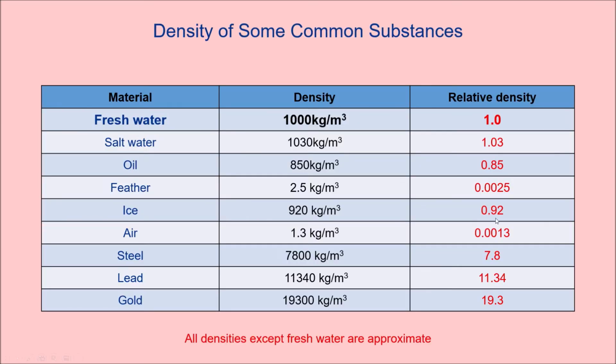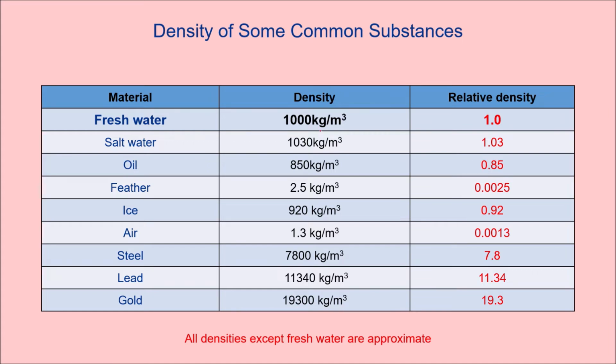Now what we've got here is a nice neat table of some common densities. Fresh water has a density of 1,000 kilograms per meter cubed. Salt water, because it's got some minerals in it, the density's a little bit bigger. All of these densities are approximate, because as we know, some salt water is more dense than others, and some oil's denser than others. Then I've got some examples of more solid objects as we work our way through, going through to some really dense materials in gold: 19,300 kilograms per meter cubed.